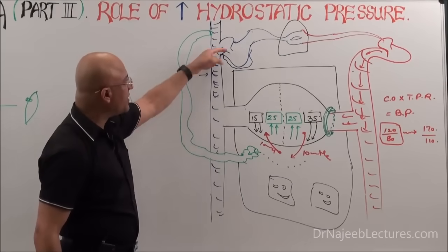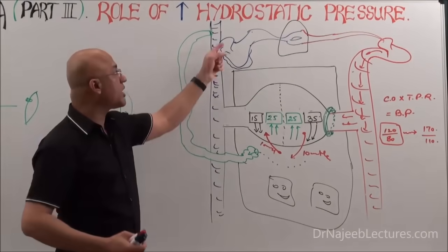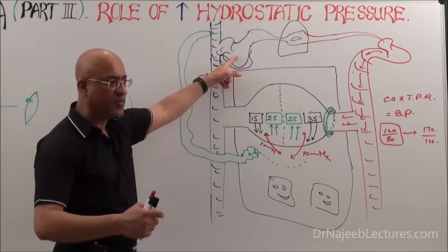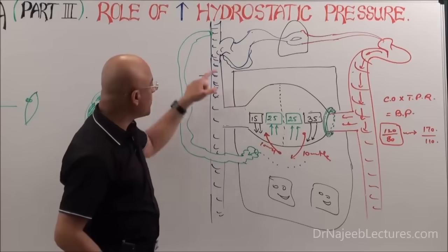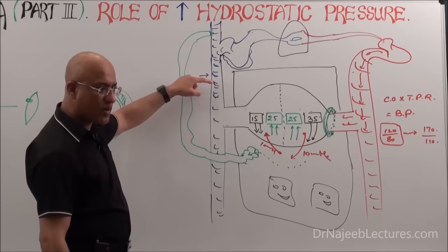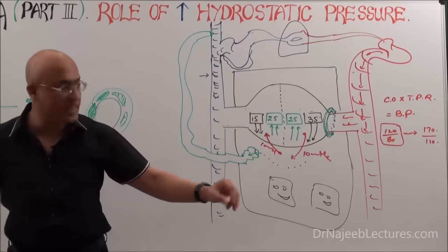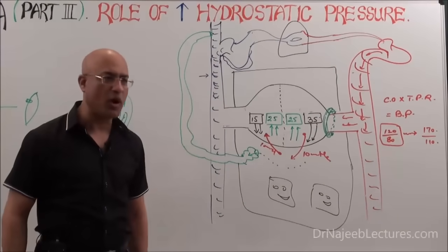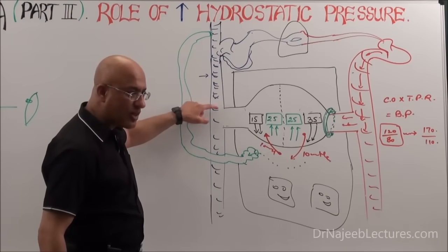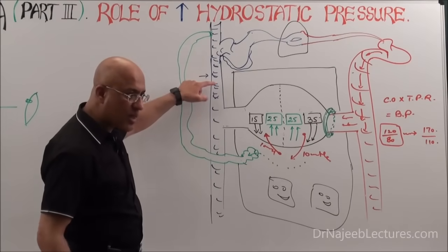Blood is coming to the right heart from the body, but this pump is failing. It is unable to pump due to any reason. It cannot pump forward. So what will happen to the pressure in this area? Will it go down or up? It will go up, of course. There will be back pressure. It will go up. If this pressure goes up, central venous pressure goes up.